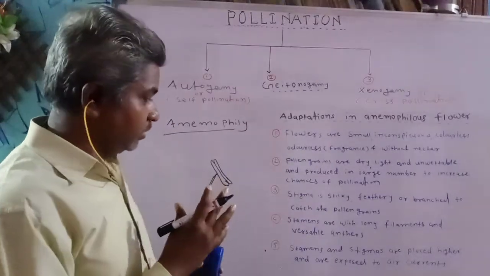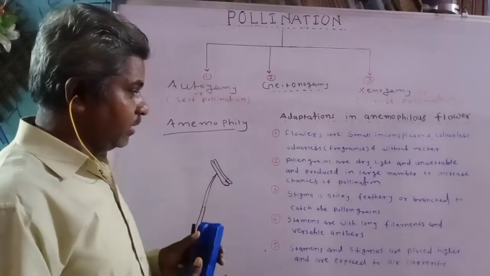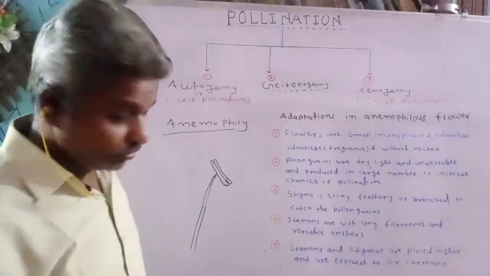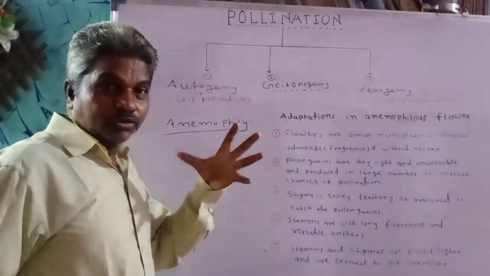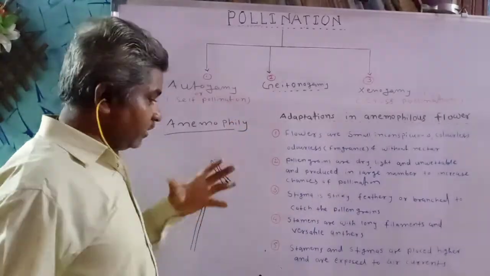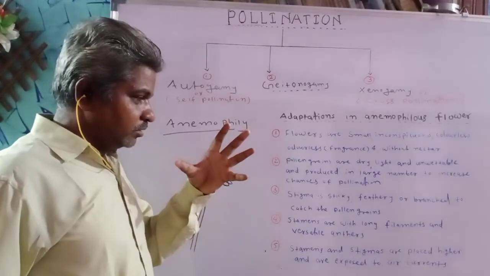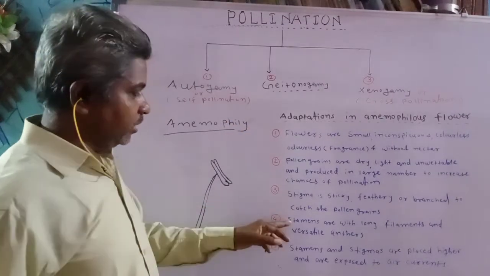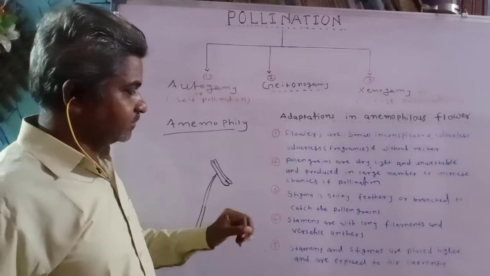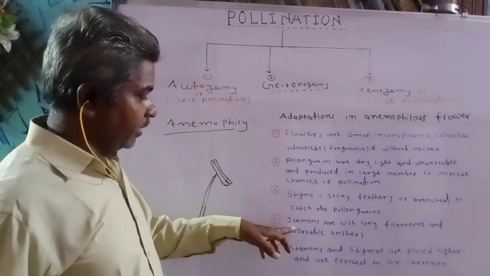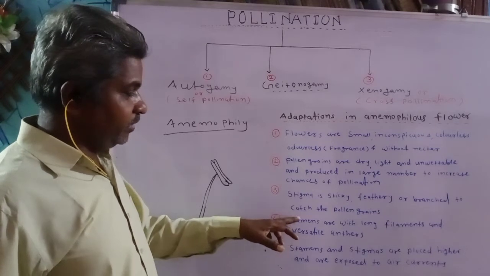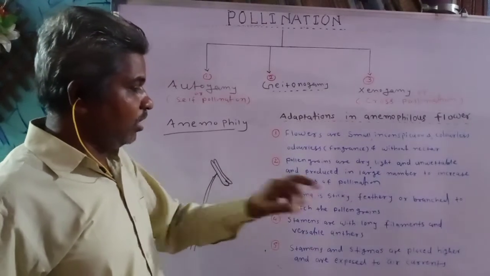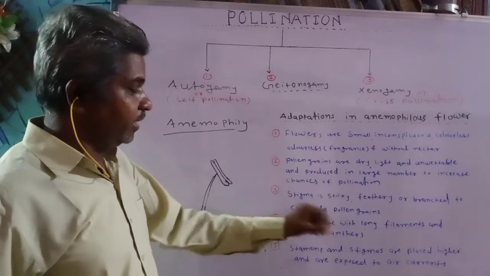Such stamens are with long filaments. So filaments are useful for swinging purposes. They are slightly movable, and such a phenomenon is called swinging. The pollen grains lie in that anther. So stamens are with long filaments and versatile anthers.